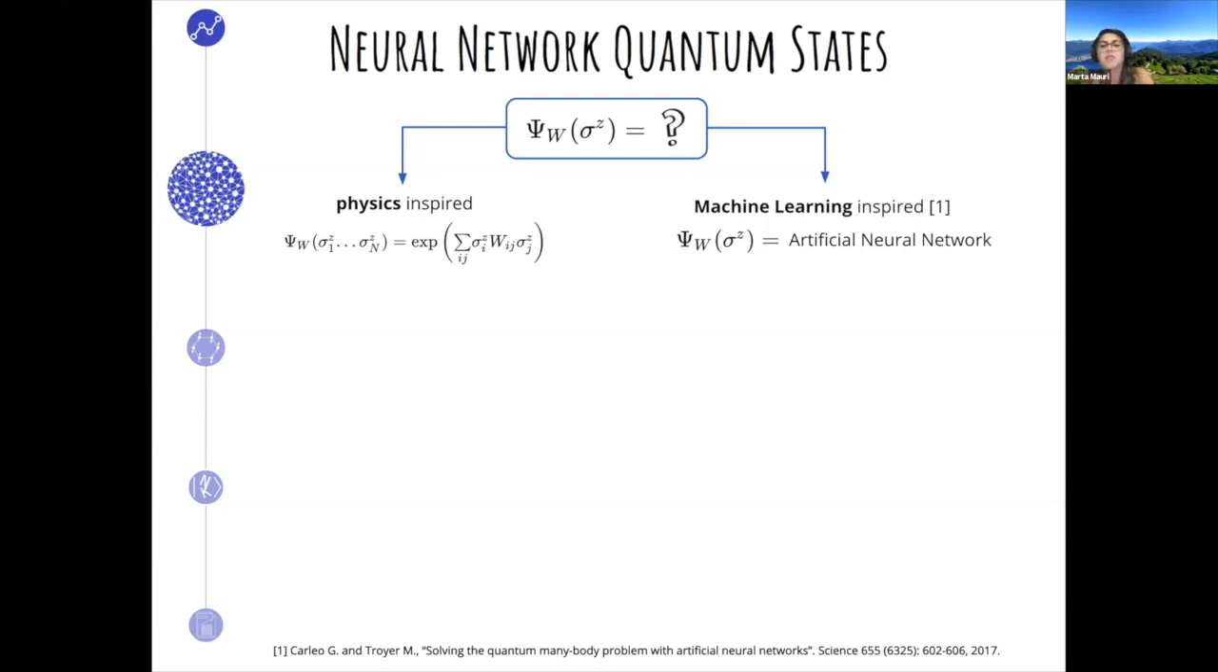But the other approach that has been introduced, starting from the work by Giuseppe and Matthias in 2017, is to use this machine learning inspired ansatz for the wave function. So using an artificial neural network to represent a wave function, since we all know that the wave function is a function of a lot of variables, then it's convenient to have a compact representation of that.